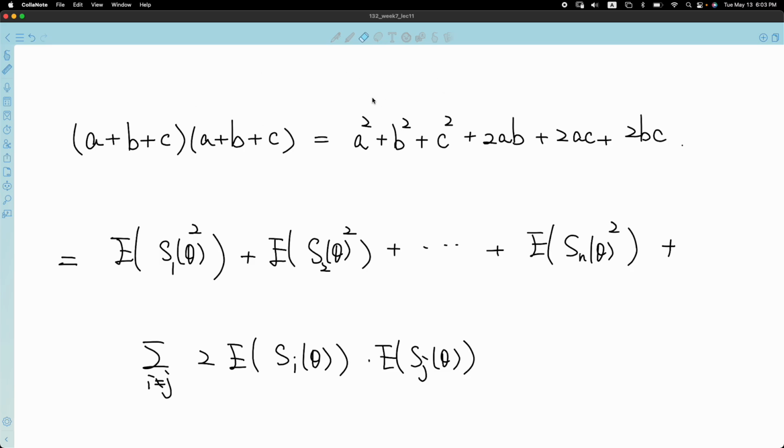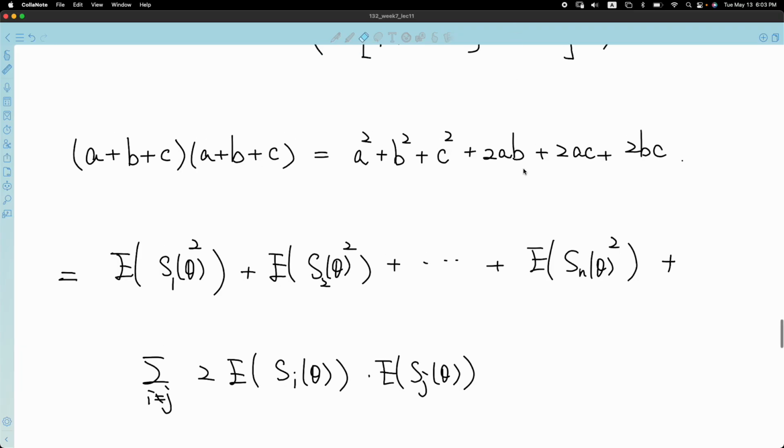Question: what's the sign between the summation? You mean this part here, i not equal to j? No, what's the thing to the right? Oh, the 2. Yes, here we have 2ab, 2ac, and 2bc, so you have 2 of the 2ij. So 2ab, 2ij. Yes, this is 2 copies of the cross term: 2ab, 2ac, 2bc.